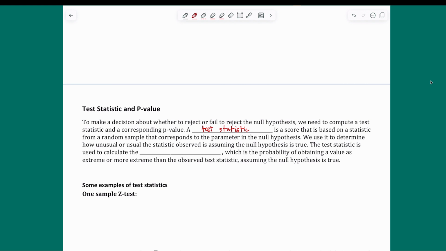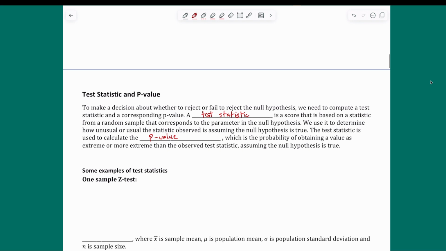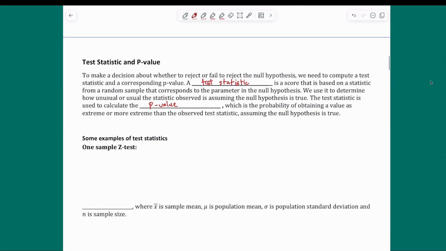The test statistic is used to calculate the p-value, which is the probability of obtaining a value as extreme or more extreme than the observed test statistic, assuming the null hypothesis is true. Okay, so we'll learn several test statistics in this course and learn how to calculate your p-values. Here are some examples. When we're performing a certain type of test, we're going to run into what's called a one-sample z-test, or just z-test for short.